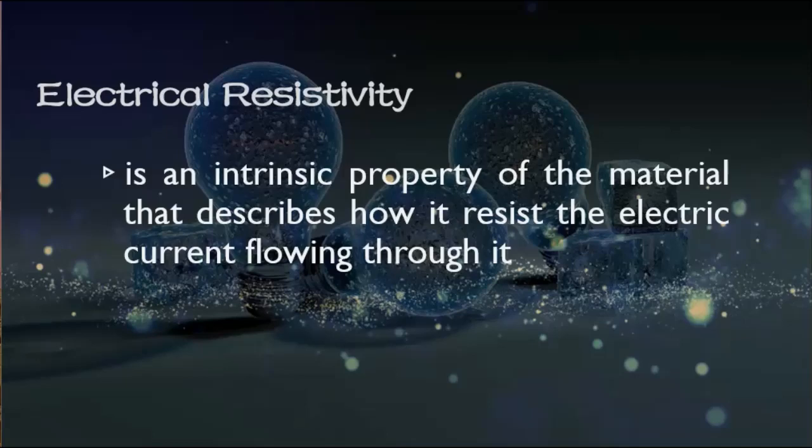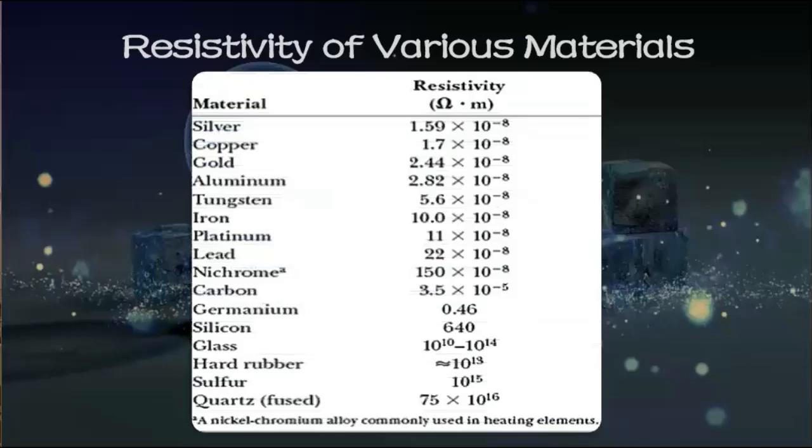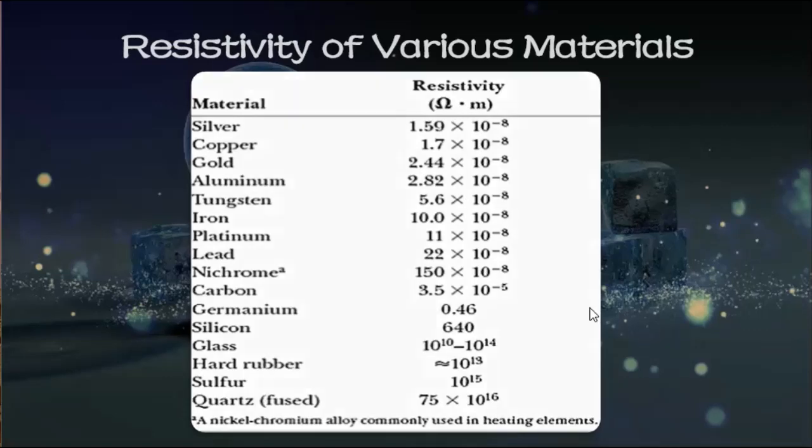Now, we have here the resistivity of various materials. For silver, its resistivity is equivalent to 1.59 times 10 raised to the power of -8 ohm meter. For copper, we have here 1.7 times 10 raised to the power of -8. Also, we have quartz, 75 times 10 raised to the power of 16 ohm meter.